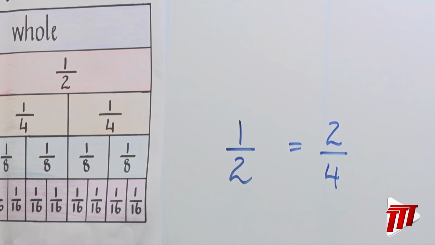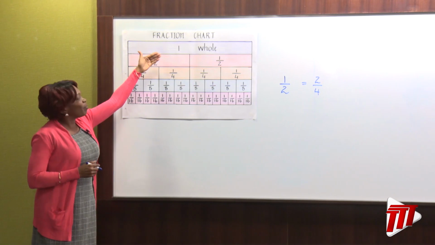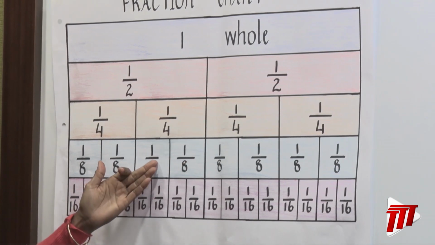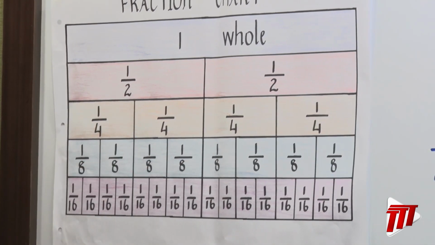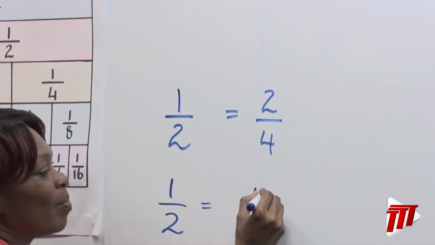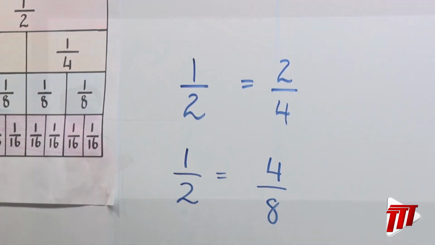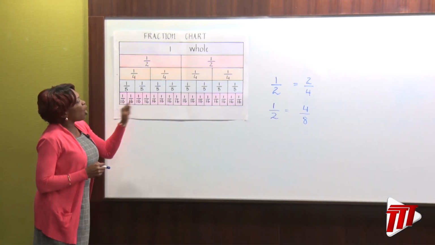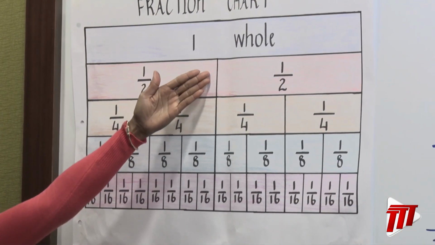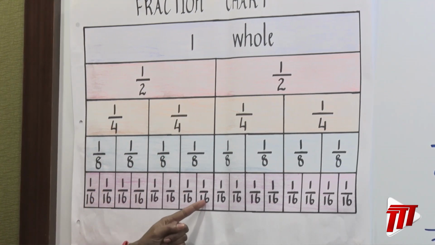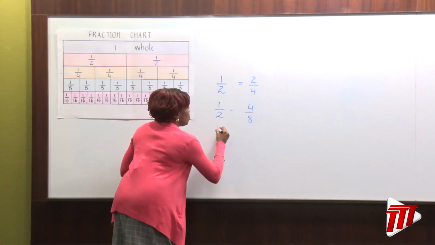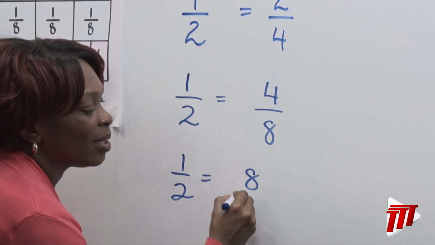Let's go back to 1/2 again. We're coming down to the eighths now. 1/2. Let's count. 1, 2, 3, 4. 1/2 is also equal to 4/8. Are you seeing the similarity? Let's go one step further. How many 16ths? Again, 1/2 coming all the way down. Count with me. 1, 2, 3, 4, 5, 6, 7, 8. 1/2 is equal to 8/16.